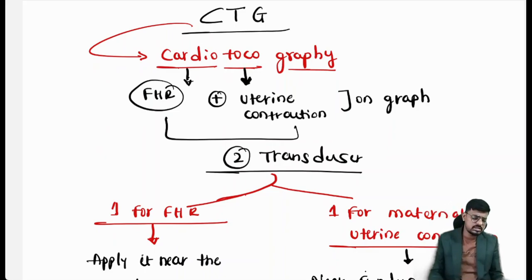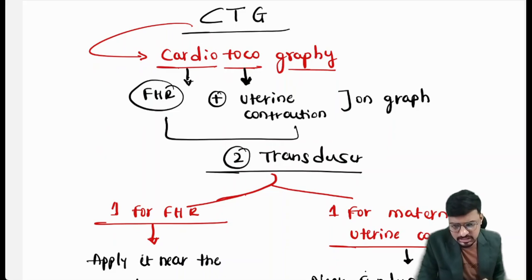If that same lady comes with a uterine contraction, it means the labor process has begun. At that time, what do we have to monitor? We have to monitor the cardiotocography. I told you NST is done only in high-risk pregnancy, but cardiotocography is done in all women in labor.